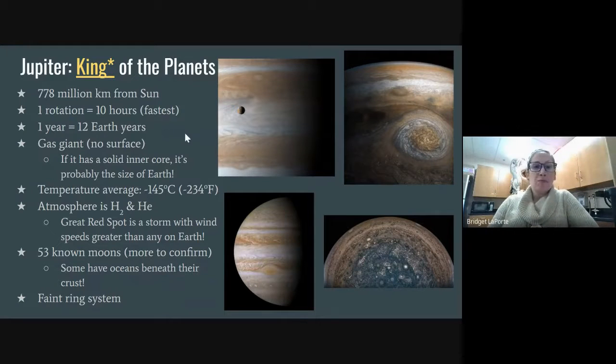So it rotates pretty fast, all right? 1 day, so to speak, takes about 10 hours, but its year lasts about 12 Earth years. And this is a gas giant, meaning that there's probably no surface. It is primarily hydrogen and helium. It most likely has a solid inner core though, and because it's so massive, its core alone is probably as big as our planet Earth, which is crazy. Cold here as well, very, very cold indeed.